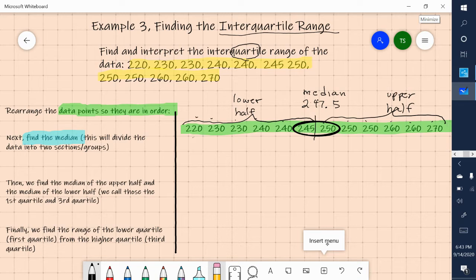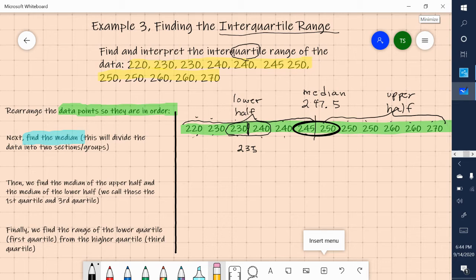So let's work with our lower half first. We can see we have 1, 2, 3, 4, 5, 6. So we need to find the midpoint, which would be in between 230 and 240. Halfway between 230 and 240 is 235. 230 plus 240 is 470. You cut that in half, that will give you 235. Halfway between 30 and 40 would be 35, so that's another way that you can look at it.